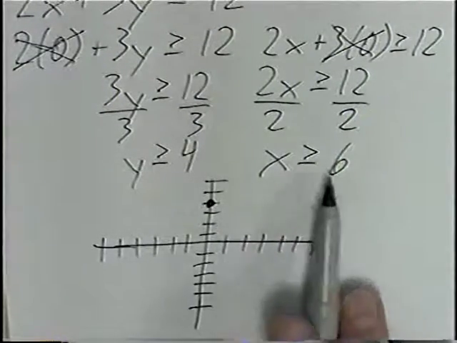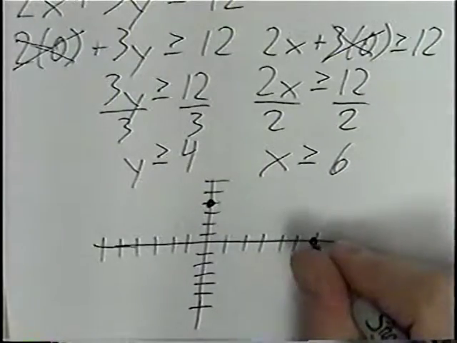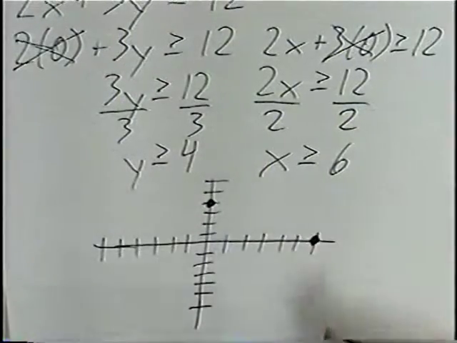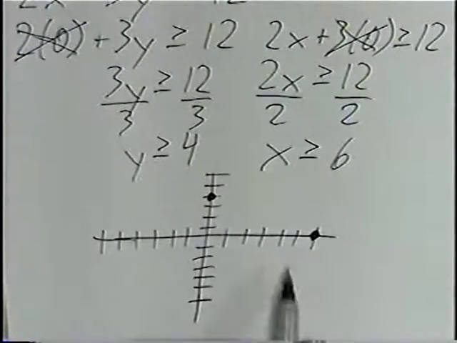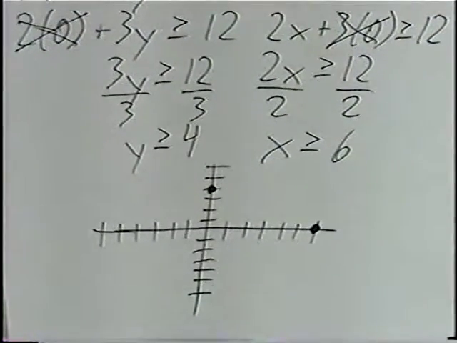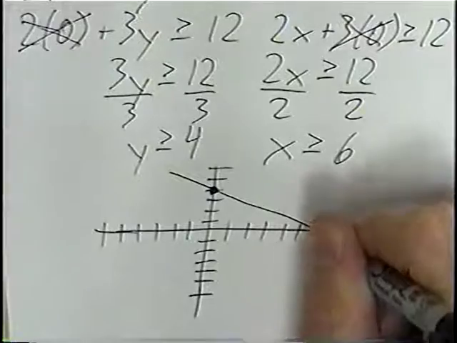The second point, the x-intercept, is at 6. If we go over to 6 on the x-axis, that would be the intercept, or where the graph crosses the x-axis. Taking these 2 points, we can connect them. The inequality again is greater than or equal to. Since it's or equal to, the line will be a solid line.